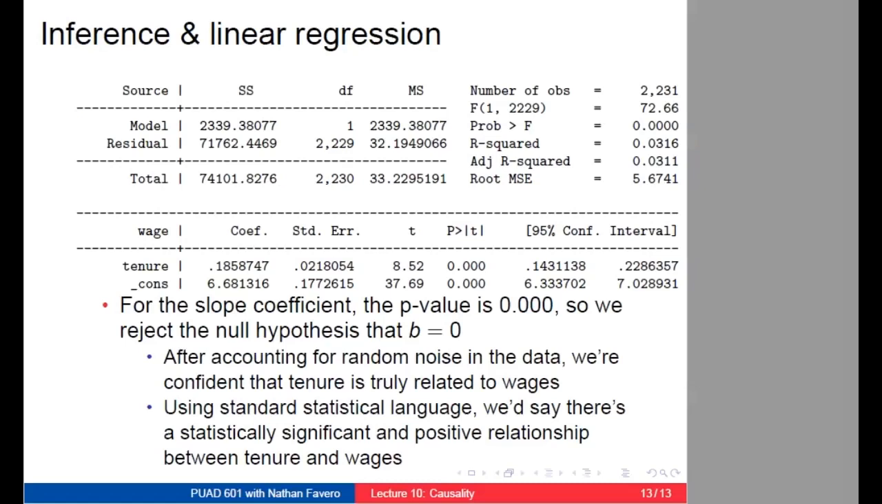If we're able to rule out both of those possibilities, we can probably conclude that there is some sort of causal relationship between tenure and wage, because we've already seen that this relationship is strong enough that it's larger than what we would expect from coincidence, because we rejected our null hypothesis that the slope is zero, and because our confidence interval doesn't include zero as a possibility.